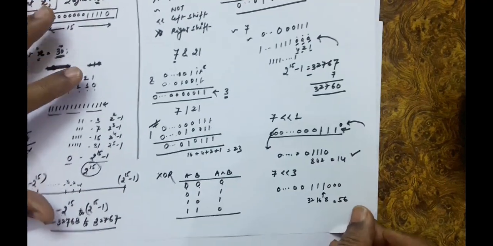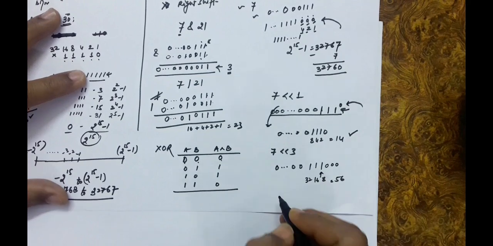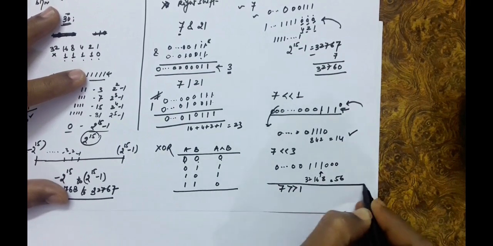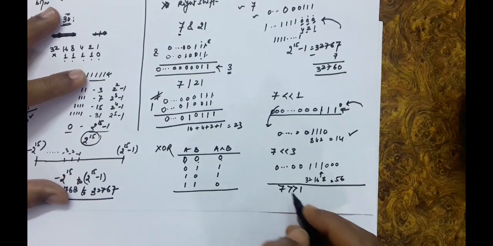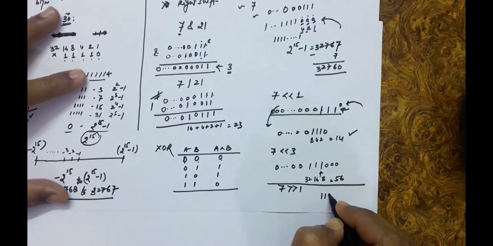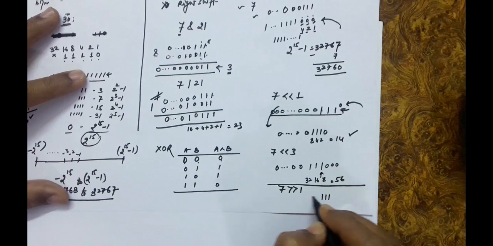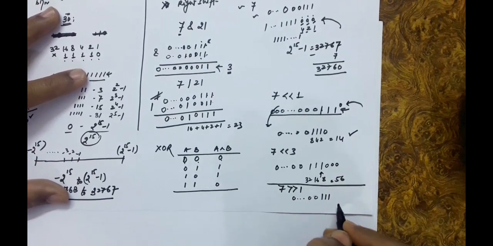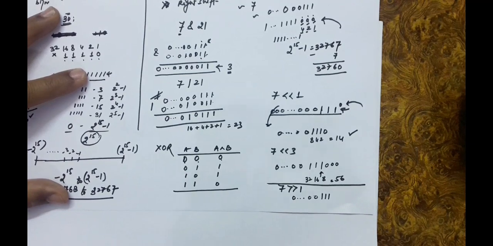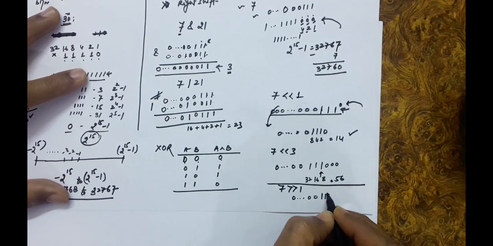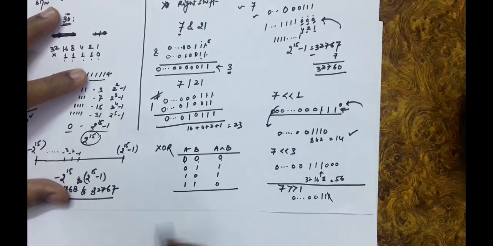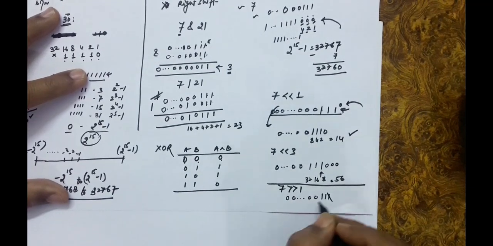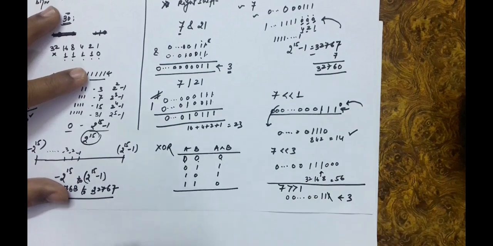Now what about the right shift? Similar is the right shift also. If you're applying 7 right shift 1, what will happen? 7 is represented like this. And we apply a gentle push. One of the bits on the right hand side will drop down. And to balance the number, a bit 0 is added on the left hand side. This number is 3.